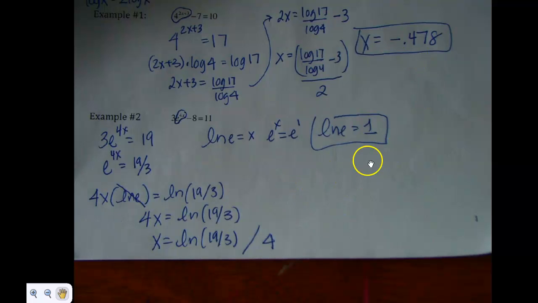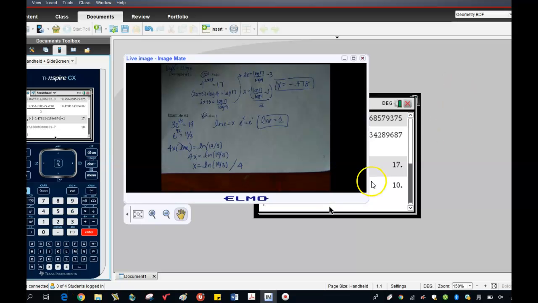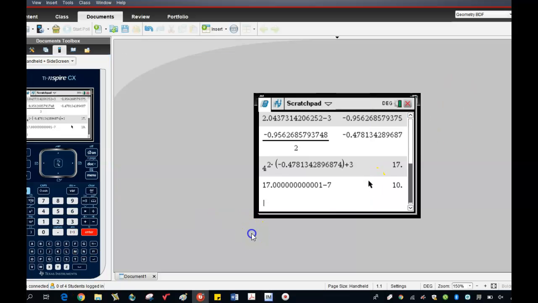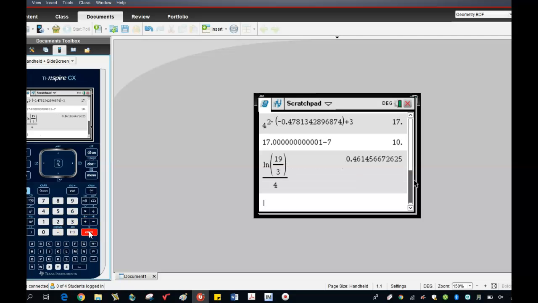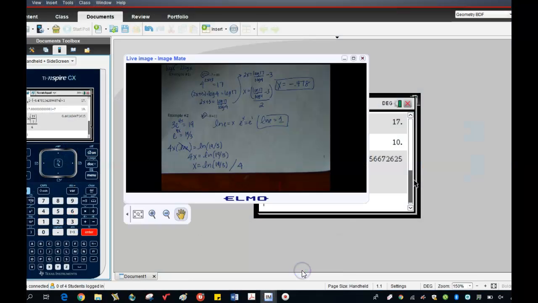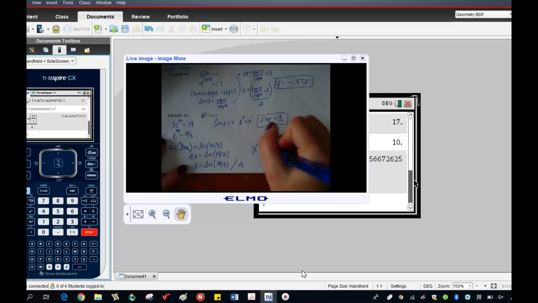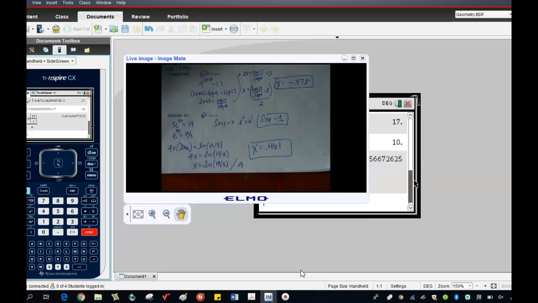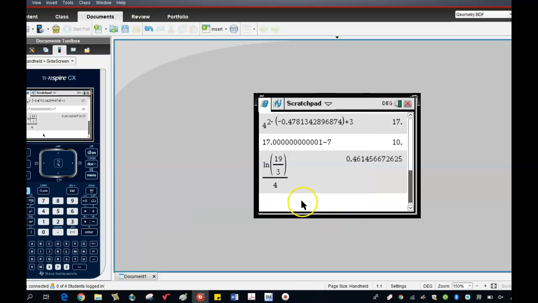So if I again go back to my calculator, here's my calculator. I'm going to do the natural log this time. The natural log of 19 thirds, get out of the parenthesis, and divide by 4. And your calculator will do that. All right. So what do we got? 0.461. So the value here, x, is approximately 0.461. You could take that and substitute it back into the equation to check it.